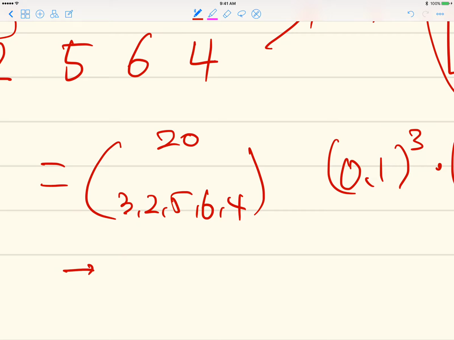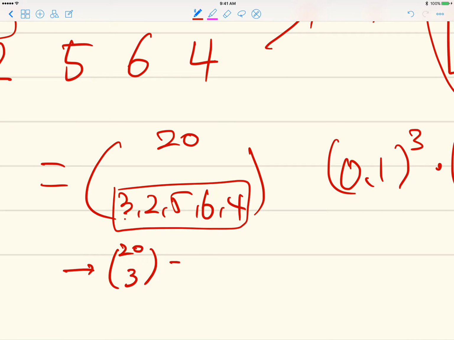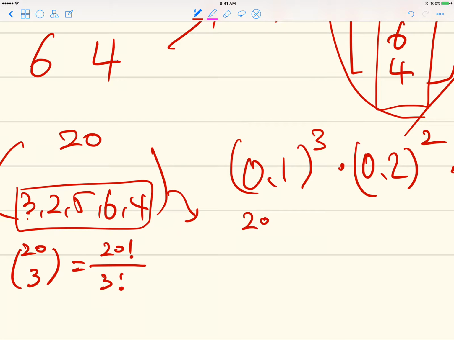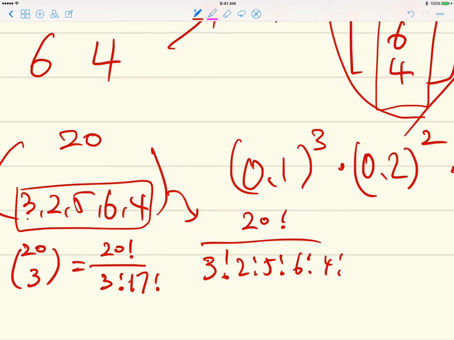So out of 20, what is the different number of cases of sampling? 3 zeros and 2 ones and 5 twos and so on. So in this case, similar to the case of 20 combination 3, we can compute this in this form. So similarly, this can be computed in this form. So 20, then like this, okay? In this case, it should be this, right?